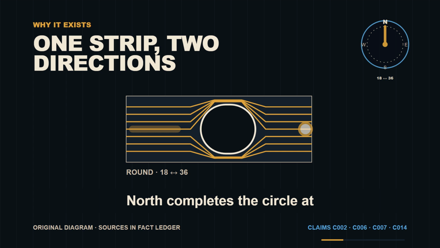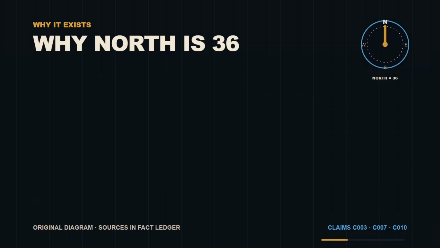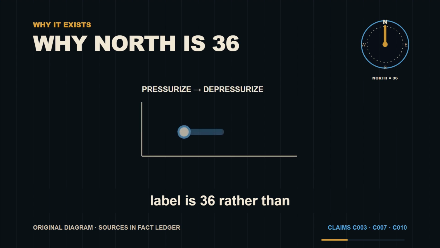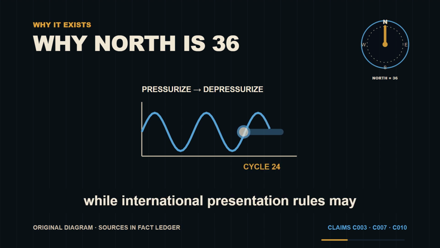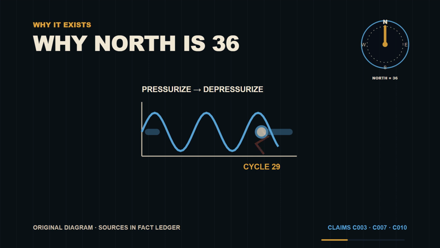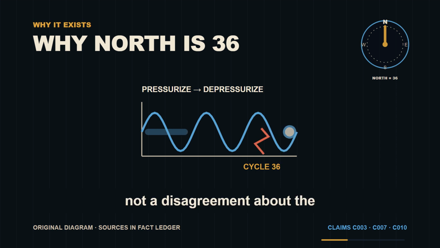North completes the circle at 360 degrees, which is why the north-facing label is 36 rather than 0. In FAA pavement markings, a single digit is painted without a leading 0, while international presentation rules may differ. That small difference is a convention, not a disagreement about the underlying compass direction.